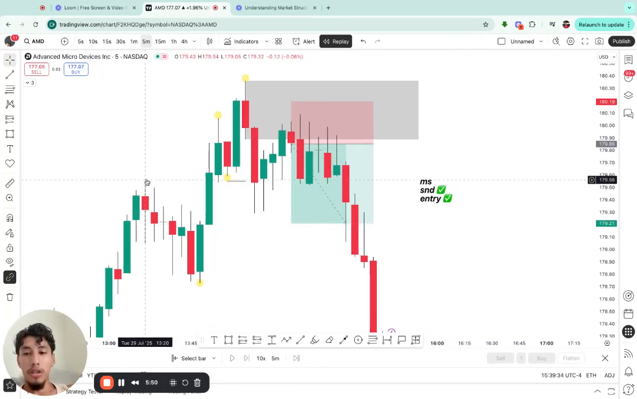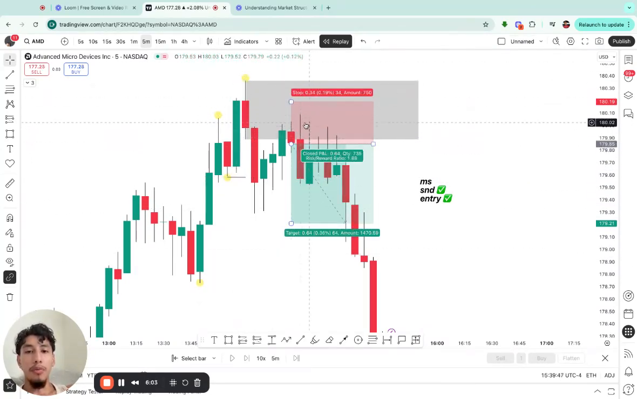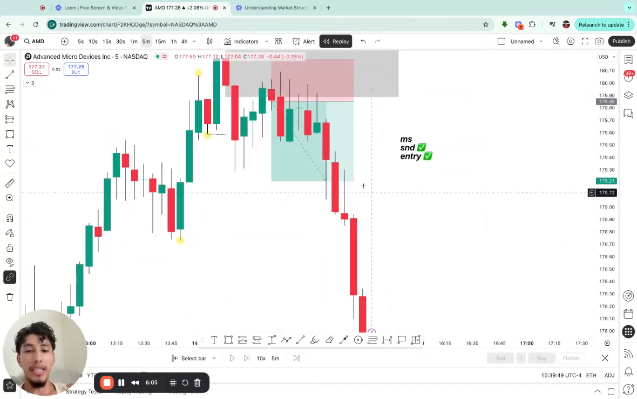We have structure to the upside, right? As you can see, we have the low right here. We have a change of character. That's the low, and then we have a change of character. We shoot back up into a valid supply zone. We get a good rejection. And then boom, we get taken to the downside.